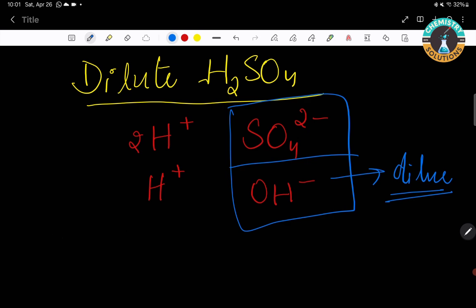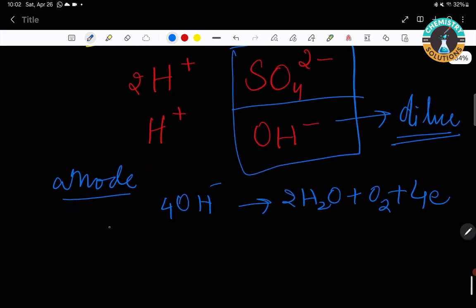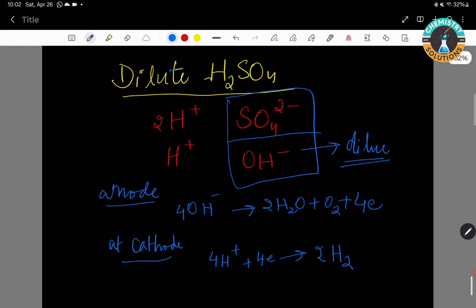So at the anode, hydroxide ions will move, and it gives us 2H2O plus O2 plus 4e. These hydroxide ions move towards water and oxygen by the loss of 4 electrons. Now coming to the cathode, we have no competition at the cathode. Only hydrogen ions are present. So we take 4 hydrogen ions to balance this equation, give them 4 electrons, and it becomes 2H2. These are the reactions you will learn for dilute sulfuric acid. Look at the rule behind this: look at the ions we have, look at the reactivity series, and check which ion will move first.